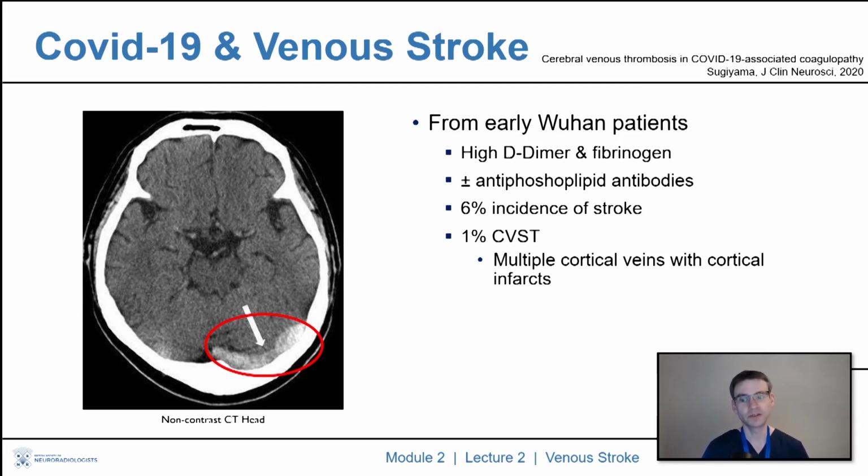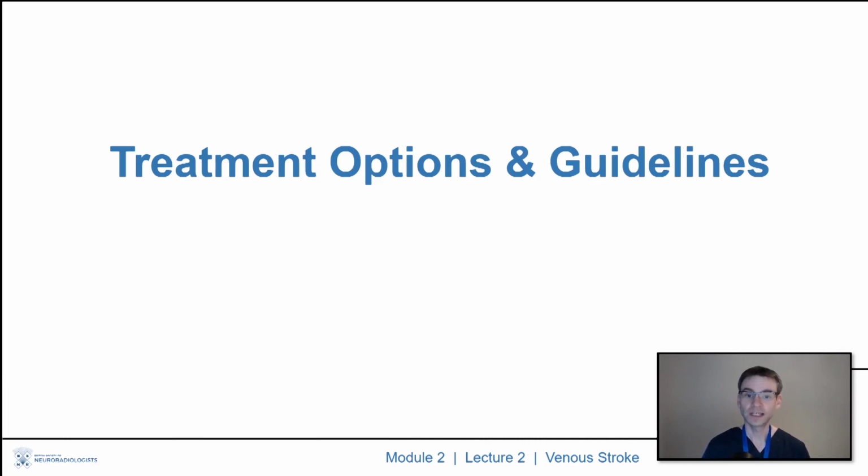So again, a case from the literature. Venous stroke or venous thrombus with COVID looks like any other venous thrombus, but on this non-contrast CT head just illustrating hyperdensity and expansion in the left transverse sinus. So finally, we're going to look at treatment options if we find a venous thrombus and guidelines on what we should do in those circumstances.